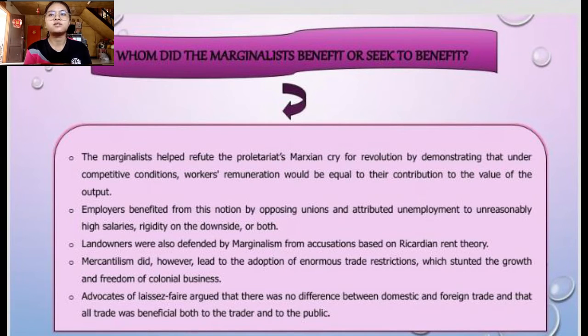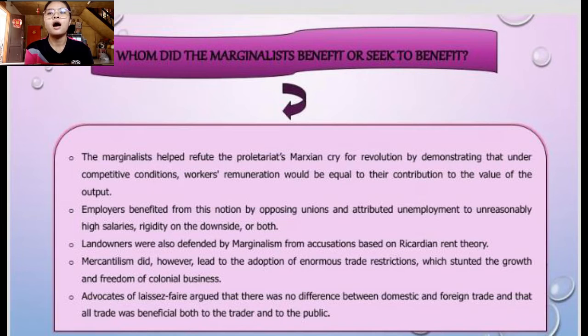The marginalists sought to refute the proletarians' cry for revolution by demonstrating that under competitive conditions, worker remuneration will be equal to their contribution to the value of the output. Employers benefited from these notions by opposing unions and attributing unemployment to unreasonably high salaries, rigid on the downside. Landowners were also defended by marginalism from accusations based on Ricardian rent theory.